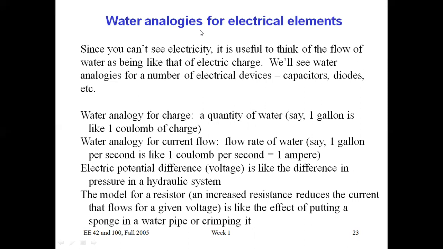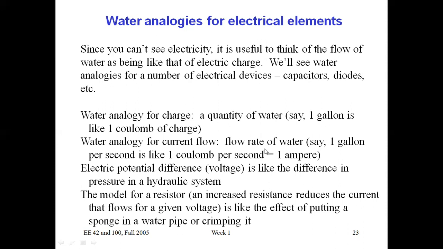Water analogy for charge: the quantity of water, say 1 gallon, is like 1 coulomb of charge. Water analogy for current flow: the flow rate of water, say 1 gallon per second, is like 1 coulomb per second, that is 1 ampere. Electric potential difference, that is voltage, is like the difference in pressure in a hydraulic system. The model for a resistor, where increased resistance reduces the current that flows for a given voltage, is like the effect of putting a sponge in a water pipe or crimping it.